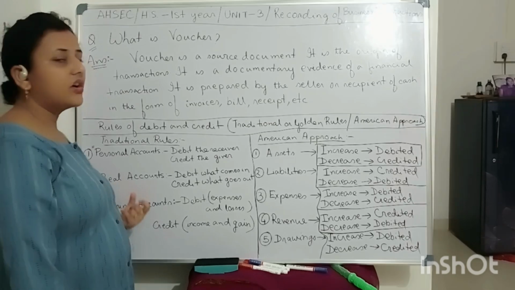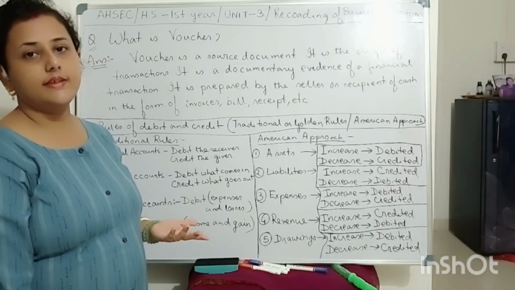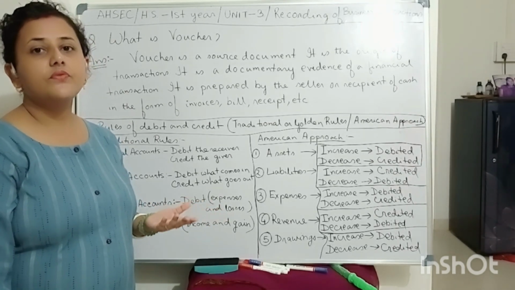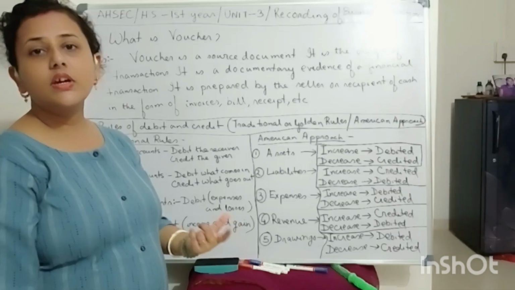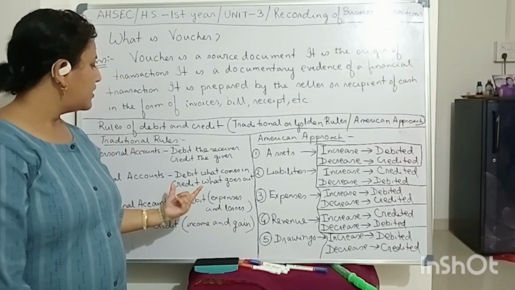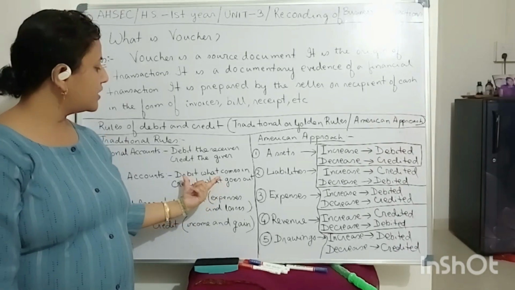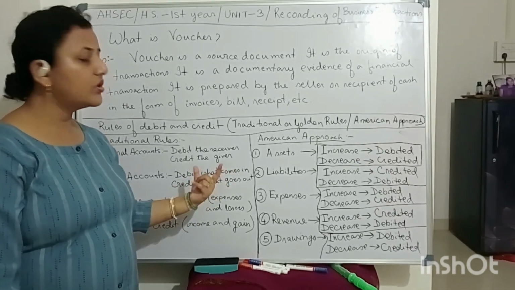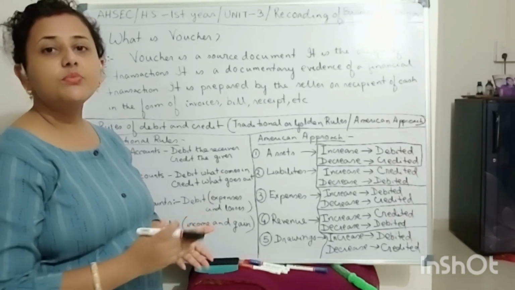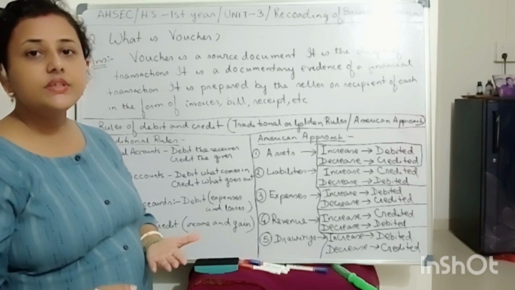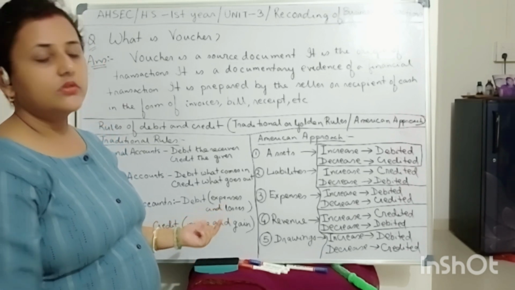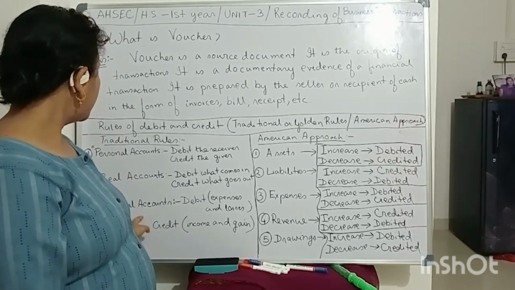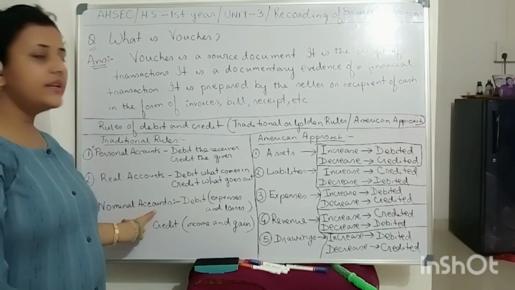Then come to real account. Real account means all assets: cash account, furniture account, building account. If cash comes into the business, it is debited. So debit what comes in, credit what goes out. If cash comes into the business, it is debited. If cash goes out of the business, it is credited. Got it?